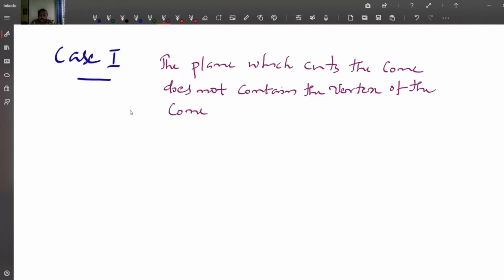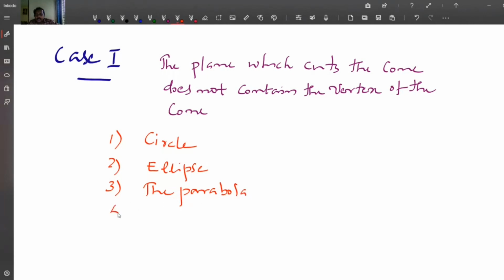Case 1, the plane which cuts the cone does not contain the vertex of the cone. In this case, you have four curves as conic sections. One is the circle, second one is the ellipse, third one is the parabola, and the fourth one is the hyperbola.